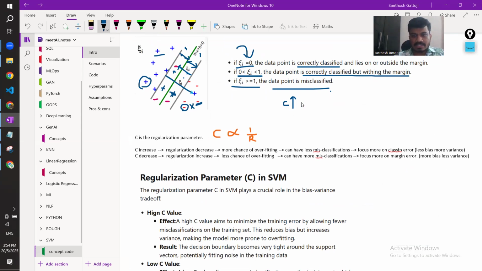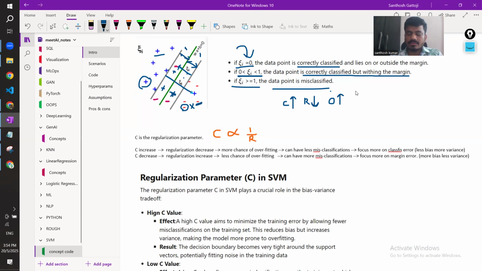Now let's try to understand. If C is increasing, that means R is decreasing. But what is R? Regularization helps you in controlling overfitting. If regularization is decreasing, that means you are losing the control, so overfitting will increase.